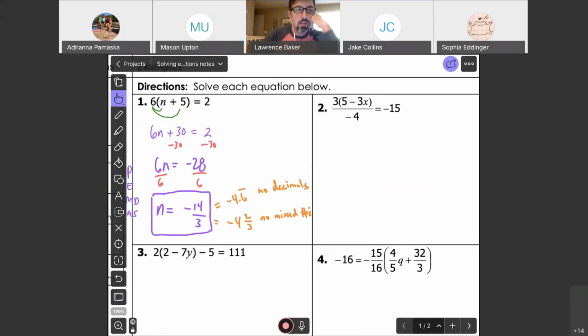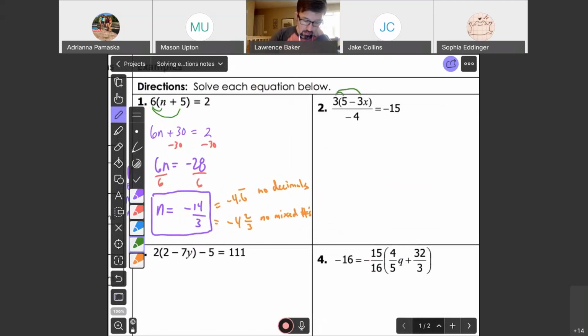Look at the second one. Definitely right off the bat, I'm noticing the parentheses up top and the 3 outside, telling me that I probably should start with some distribution, just to make that a little simpler. So I'd get 15 minus 9x over negative 4 equals negative 15.